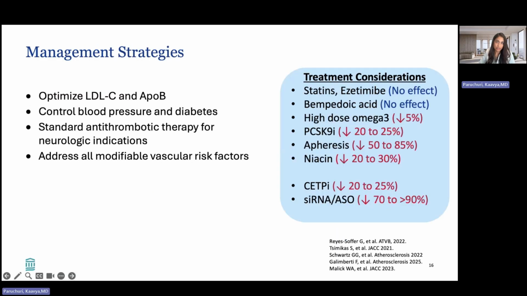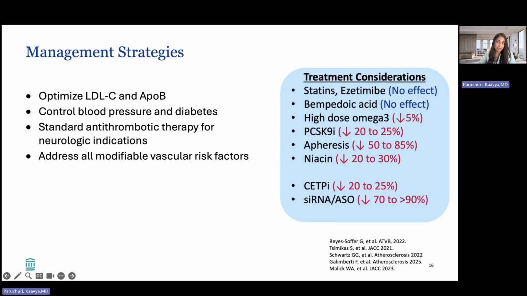So how do we manage this in practice? First, we optimize everything that we can control. This includes LDL-C and ApoB lowering, aggressive blood pressure control, diabetes management, and guideline-directed antithrombotic therapy. In terms of LPA-specific effects, PCSK9 inhibitors reduce LPA by about 20 to 25% and are currently the most practical option for lipid lowering. Apheresis can produce larger reductions but is reserved for very select cases.